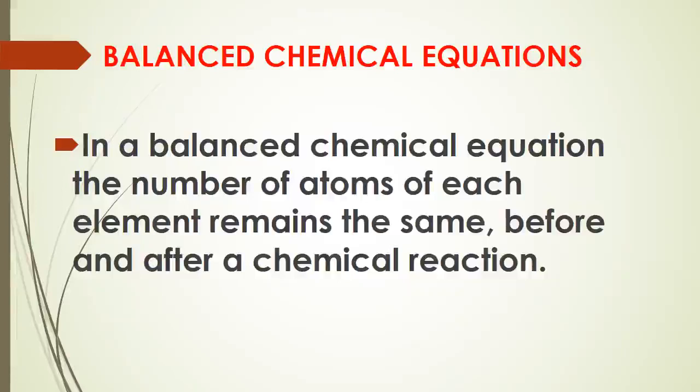In a balanced chemical equation, the number of atoms of each element remains the same before and after a chemical reaction. Left hand side, reactant, number of atoms, and right hand side product, the number of atoms will be same.